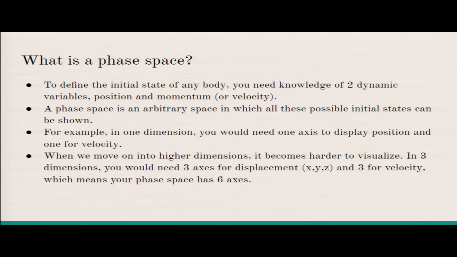A phase space is basically an arbitrary space where any possible initial state of the system that you want to study, you can show in a graph. For example, in one dimension, you will need one axis to display position and one axis to display velocity. But when we move on to higher dimensions, if you're studying a three-dimensional case, you will require three axes for position and three for velocity, because for position you'll have the x-axis, y-axis and z-axis, and for velocity also you'll have all three components. So you'll need six axes, and that will become very complicated to visualize.